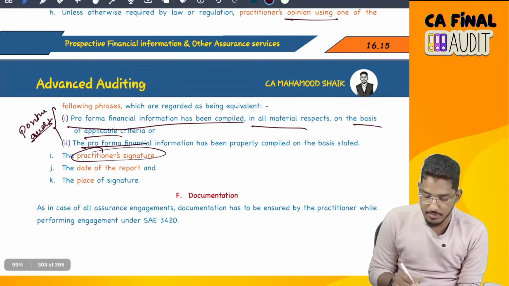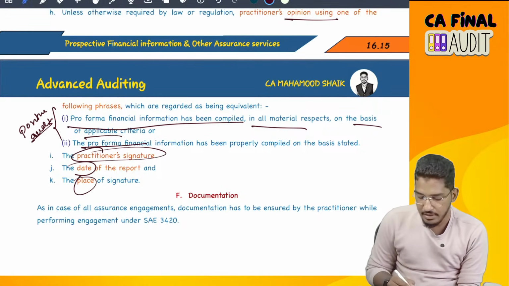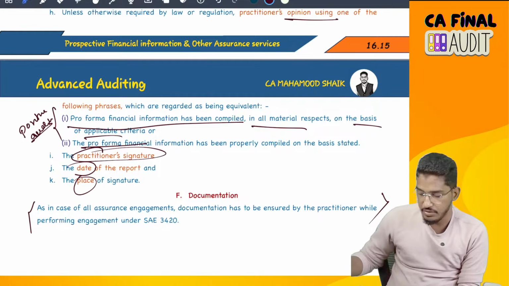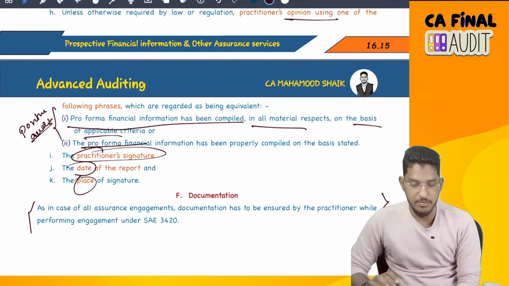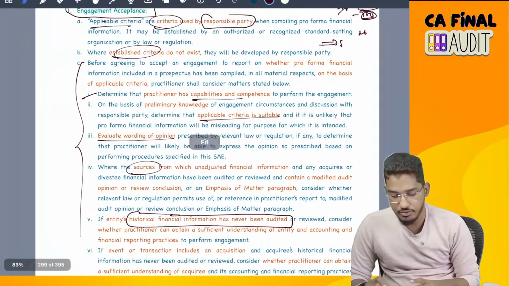Finally, you have to sign the document. You have to mention the date of the report, and even the place of signature. And like the way we maintain documentation, here also we are supposed to maintain the documentation. Understood? So this is what regarding CA 3420.